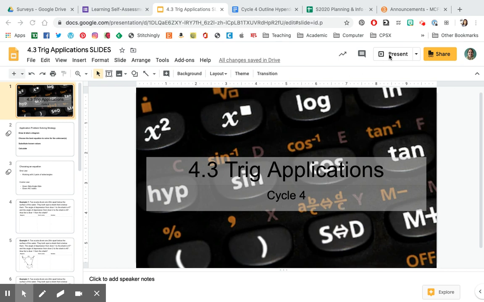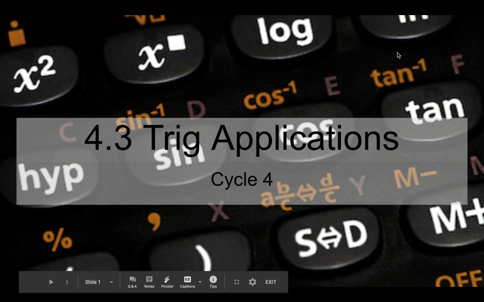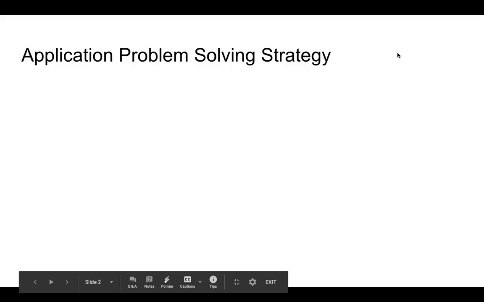So, our learning goal today is to be able to apply your knowledge of trigonometry to word problems. So, let's get in here and I'll take you through some suggested steps on how to solve these problems. So, your first step is, if you're not given a diagram, to draw and label a diagram.